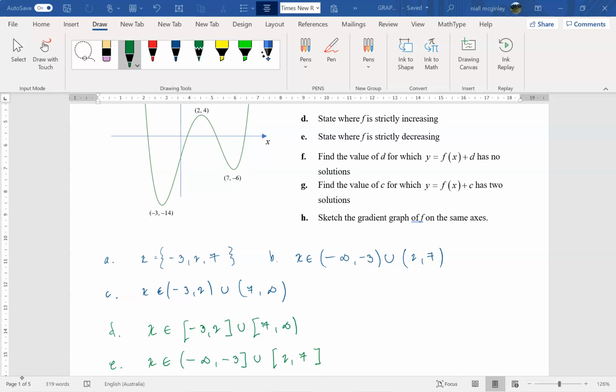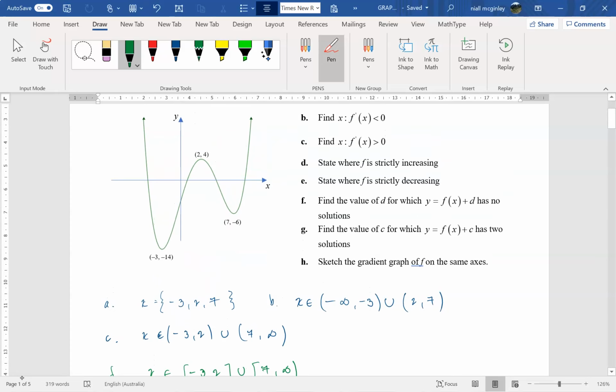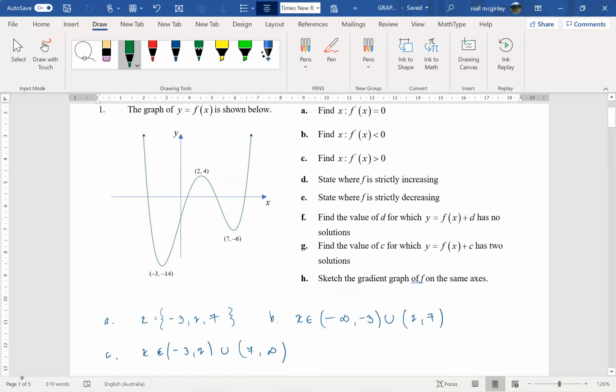Next, find the values of d for which this function has no solutions. If we're adding on f of x plus d, so it's outside the function, you're either moving it up or down. If you move it down, you always have at least 2 solutions. If you move it down 2, you would still have 4 solutions. If you moved it down 4, you'd have 3 solutions, 1, 2, 3. If you move it down more than 4, then you would have 2 solutions, and moving it down, you always have 2 solutions. So the only way that we're going to get no solutions is to shift it up.